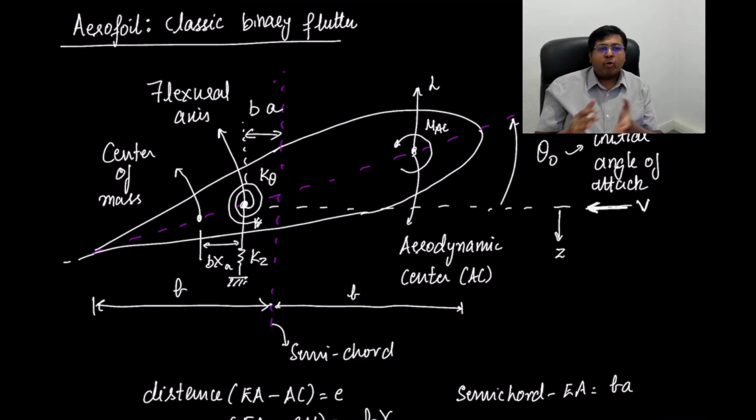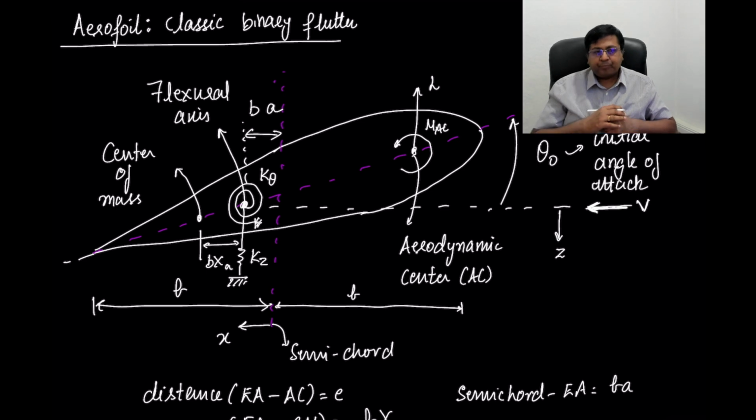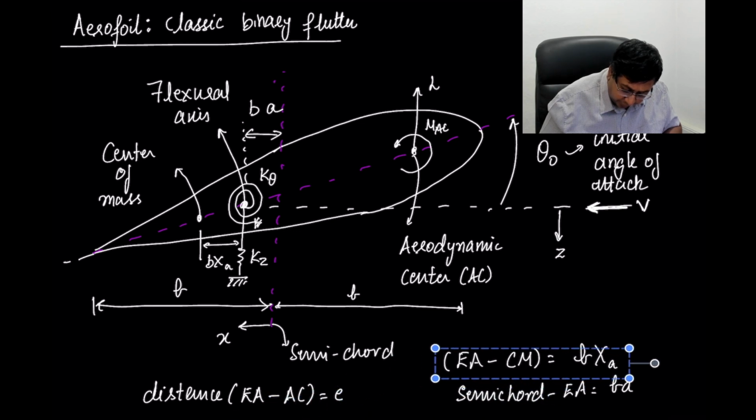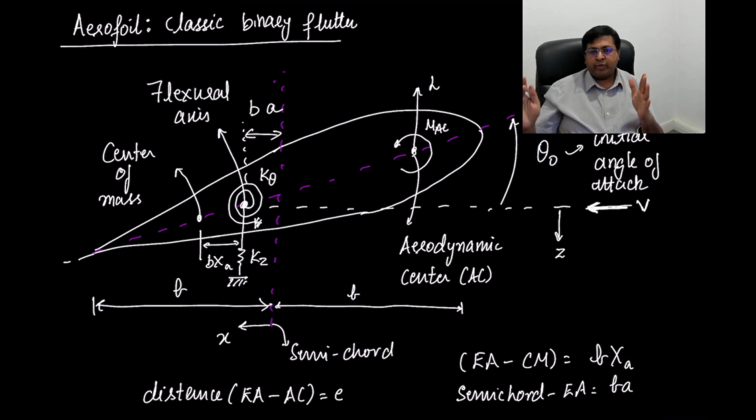Let's take a moment to think about all the things that we have. From the semi-chord, let's also define a distance x. So we are defining our x and z coordinates, and we are also defining some of the distances that we have. We have defined the flexural axis, aerodynamic center, center of mass, and the distances between them.